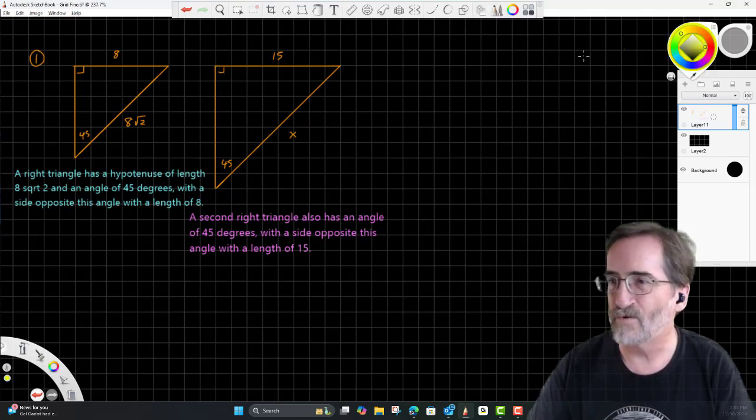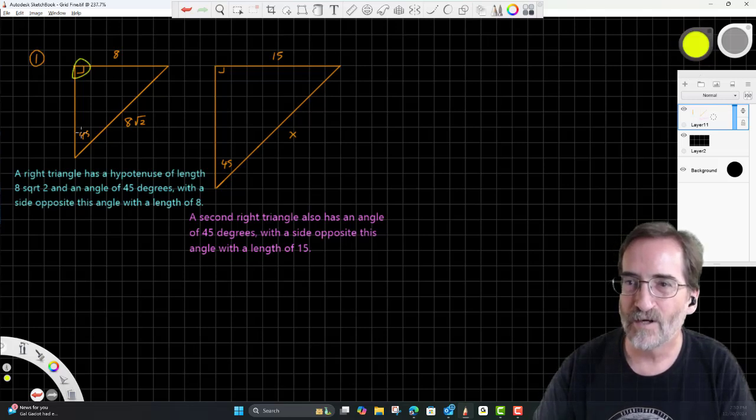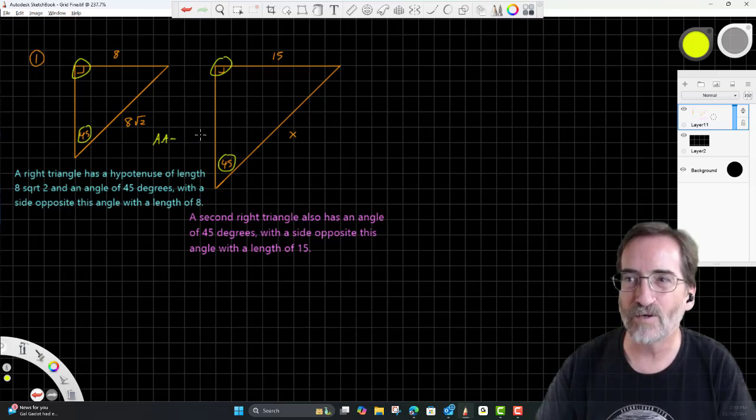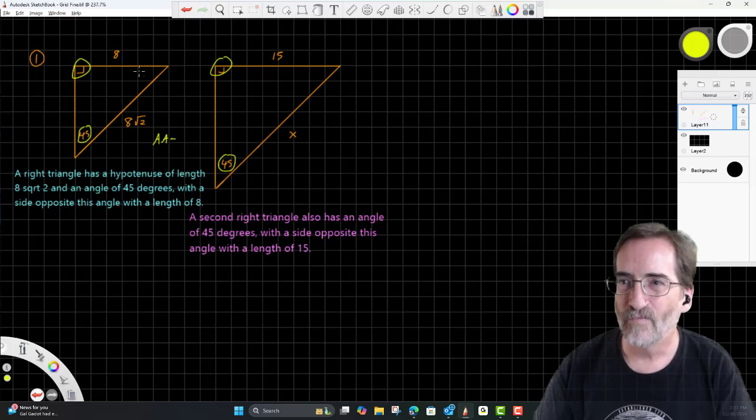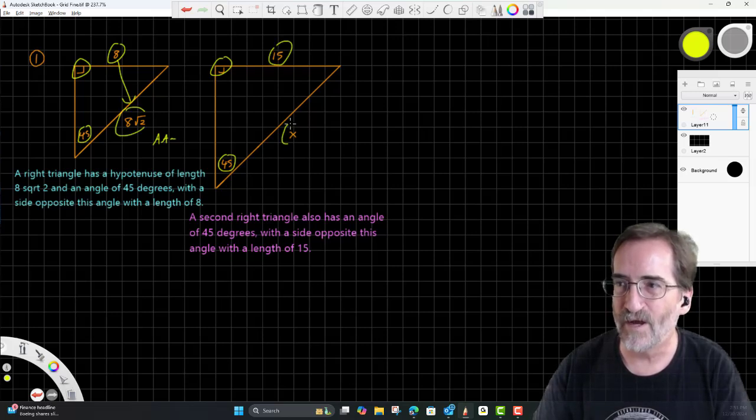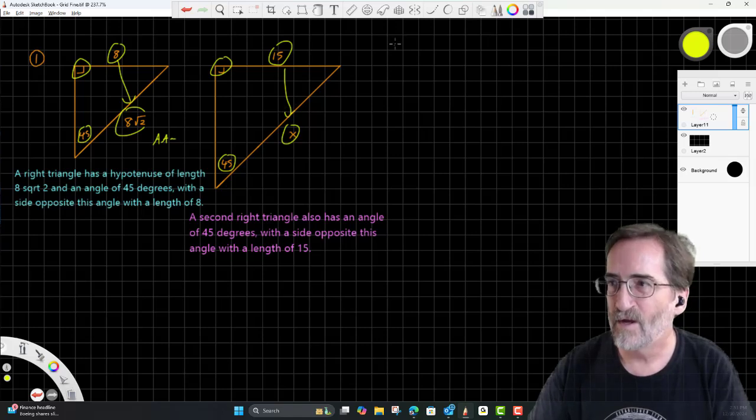that the two triangles have two matching angles, a 90-degree angle and a 45-degree angle. Therefore, by the angle-angle similarity postulate, these two triangles are similar, and you can write a proportion. There are lots of ways you can write the proportion. You could write 8 is to 8 root 2 as 15 is to x. Let's go ahead and do that. 8 is to 8 root 2 as 15 is to x.